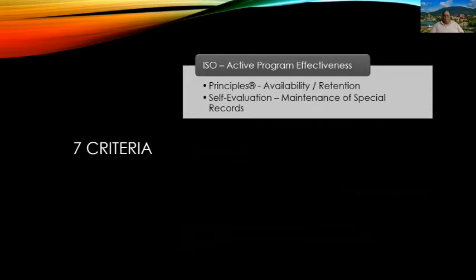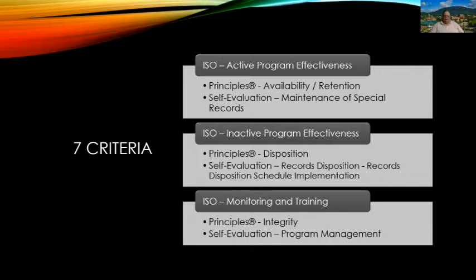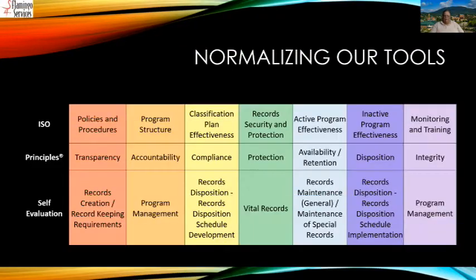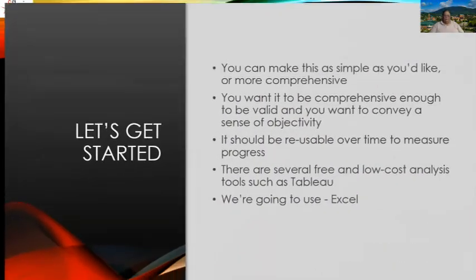And then for active program effectiveness, we mapped availability and retention from the principles, and maintenance of special records from the self-evaluation. For the inactive program effectiveness, we mapped disposition and, of course, records disposition and disposition schedule implementation. And then for monitoring and training, we mapped from the principles the section on integrity, and program management from the self-evaluation. Here's just a more comprehensive eye chart view of that.